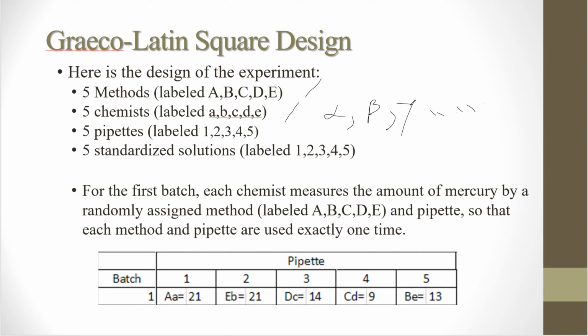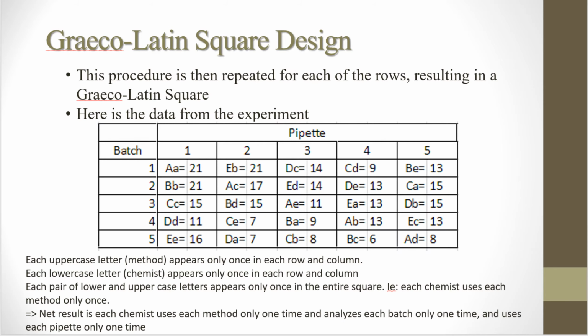So then we have our 5 pipettes labeled 1 through 5, and we have our 5 standardized solutions, or 5 batches, labeled 1 through 5. So for the first batch, each chemist would measure the amount of mercury by a randomly assigned method labeled A through E and pipette, so that each method and pipette are used exactly one time. When we repeat this process for the rows, the result is a Graeco-Latin square. So here's what the data looks like from the experiment. We have our data here.